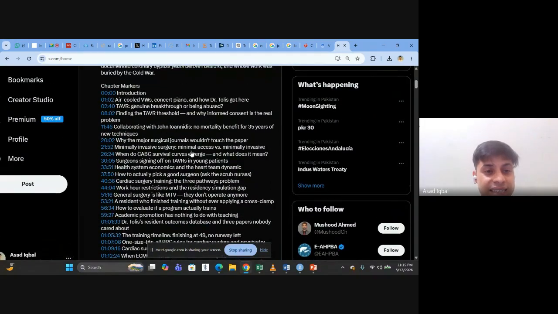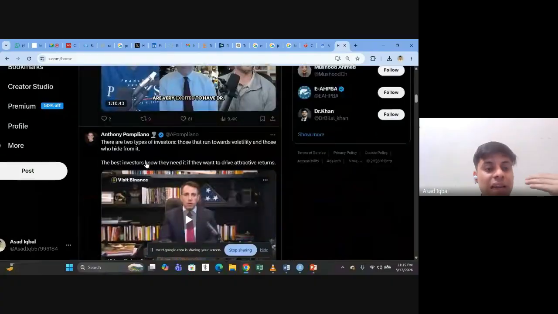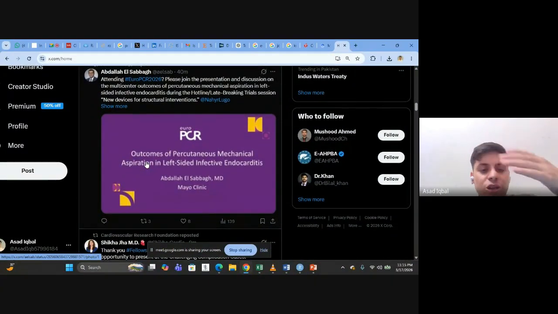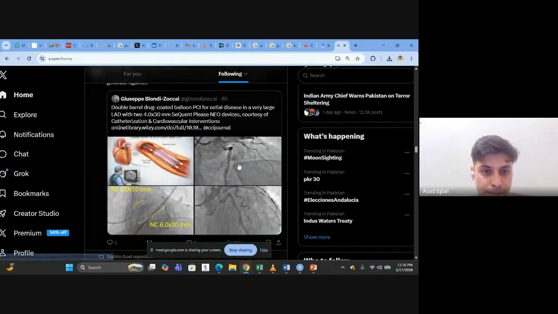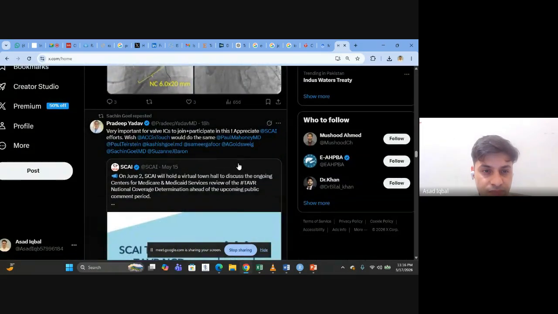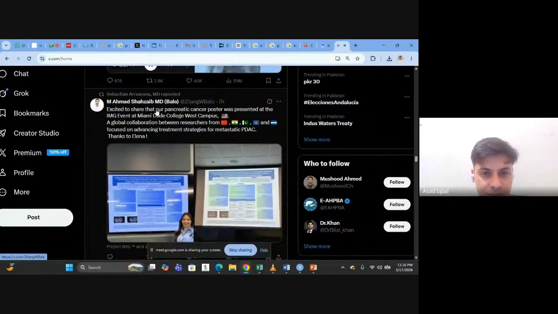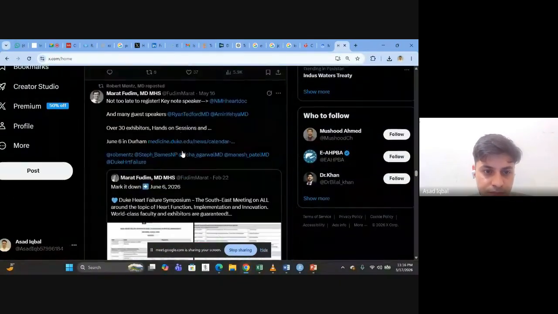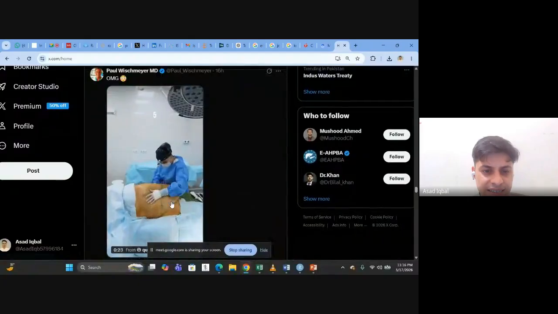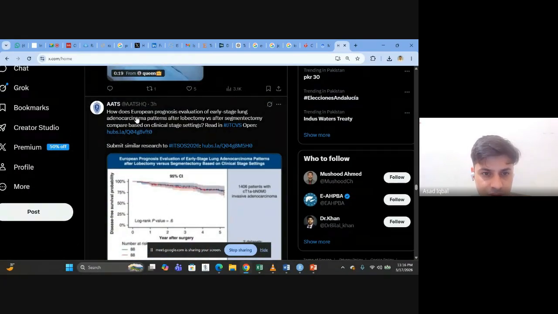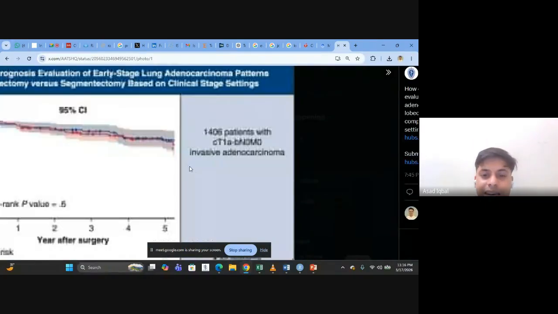Now, when you read the idea, you will have ideas about what's going on in your field. Outcome of percutaneous mechanical aspiration and left side infective endocarditis. This is another thing. Excited pancreatic cancer poster. The thing is that now this, lobectomy versus segmentectomy. I don't know what this is, but this looks interesting.